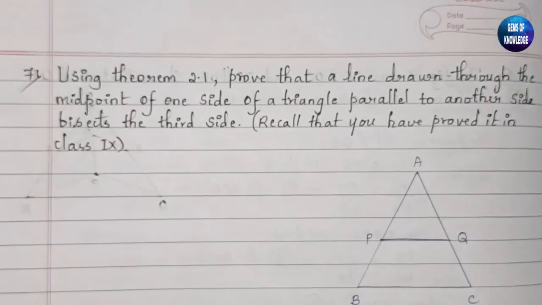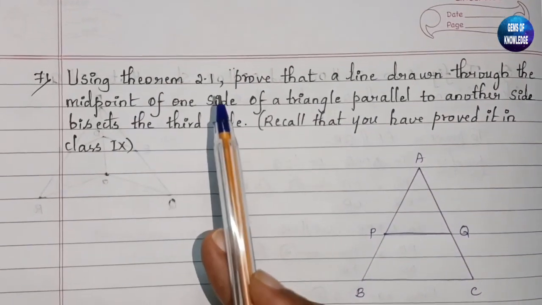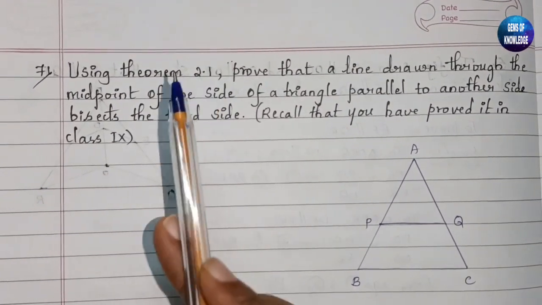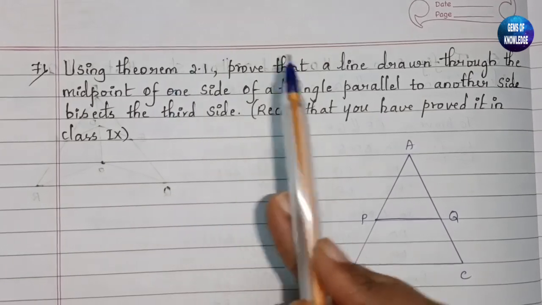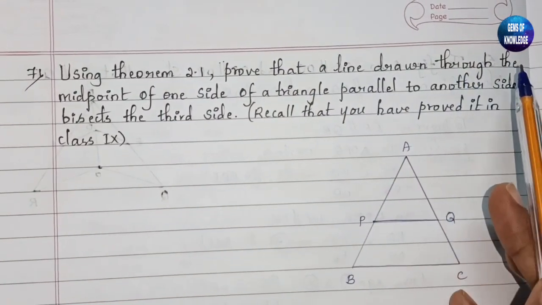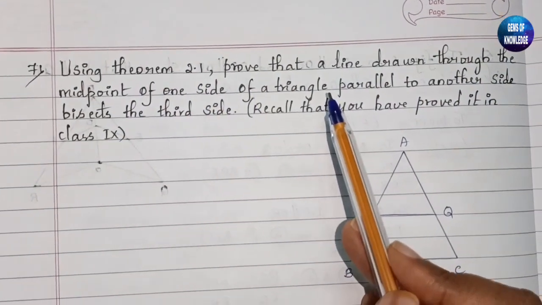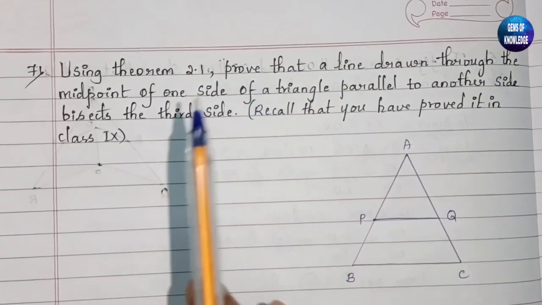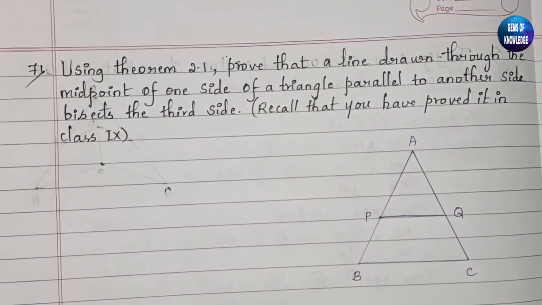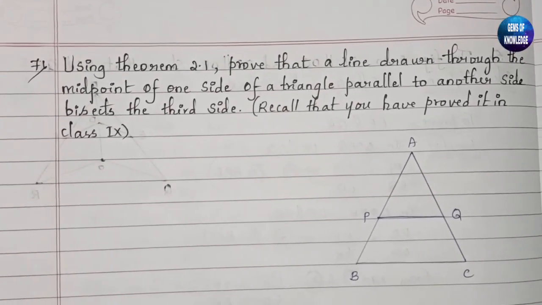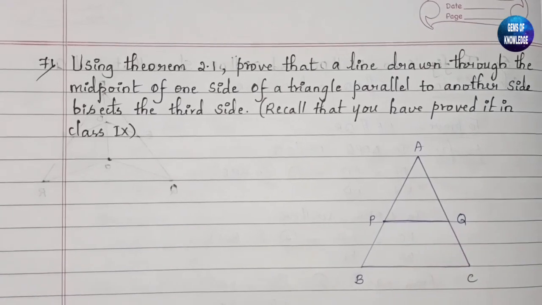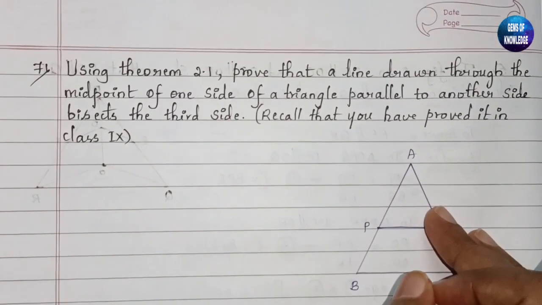Now you can see the next question, that is the seventh one. Using theorem 2.1, that is the BPT theorem, prove that a line drawn through the midpoint of one side of a triangle parallel to another side bisects the third side. This is the question, and in the hint they have given us: recall that you have proved it in class 9. There is no diagram in the question.